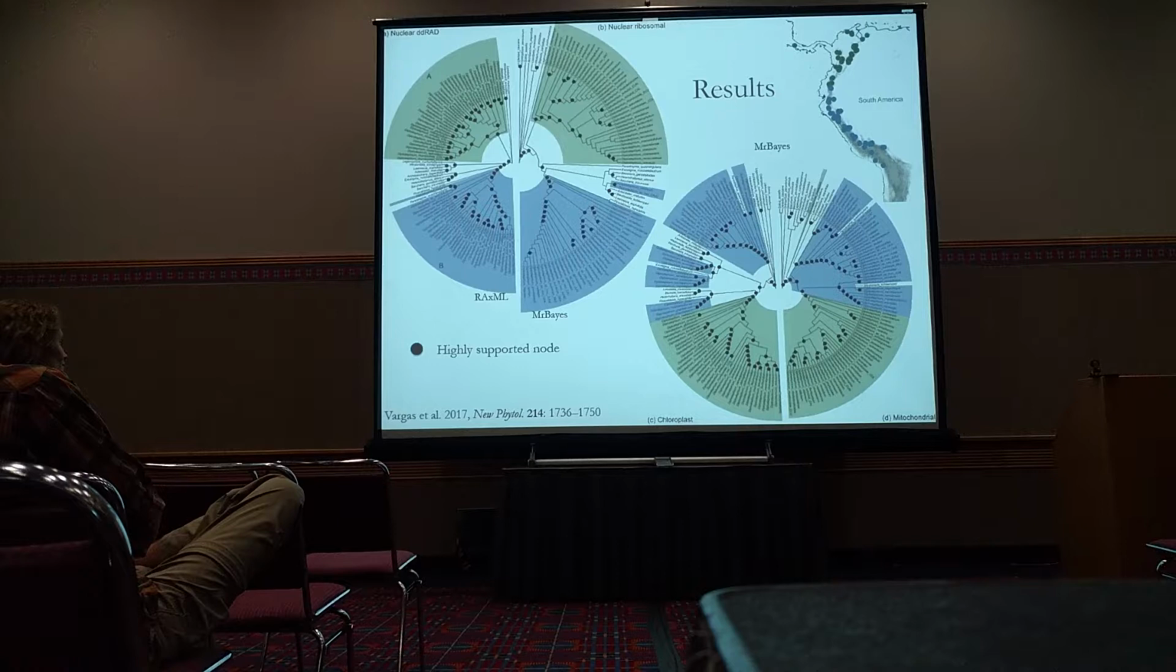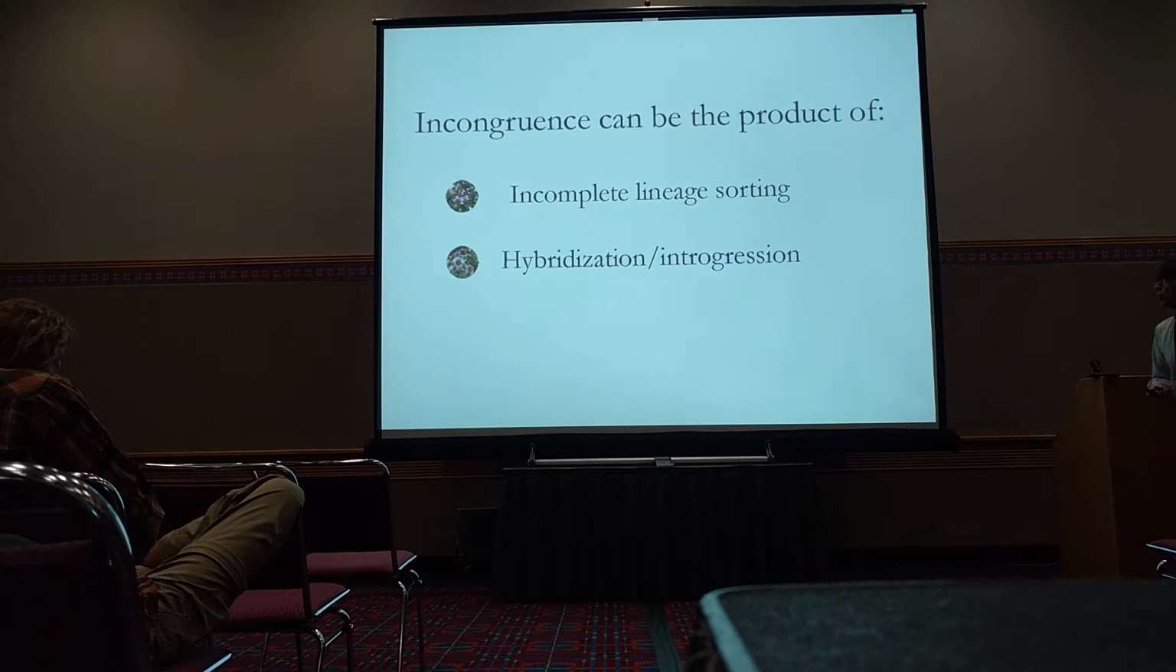But for me, what is really striking here is that there is high incongruence, and all these topologies are highly supported. When we look at biogeography and morphology, these topologies definitely make more sense, as you can see with the map here. These are mostly Central Andean species, and these are Northern Andean species that are clearly separated here. So the question is, what's going on here?